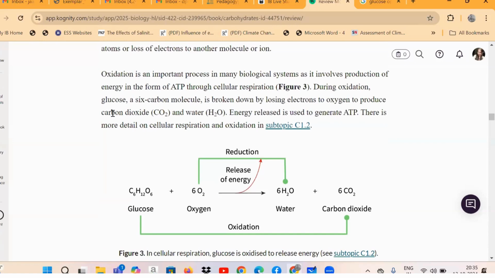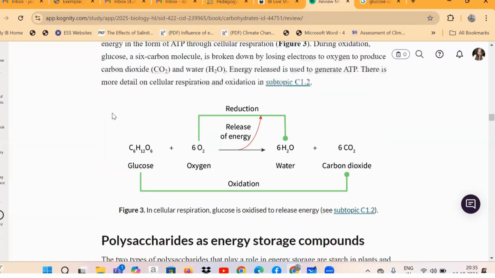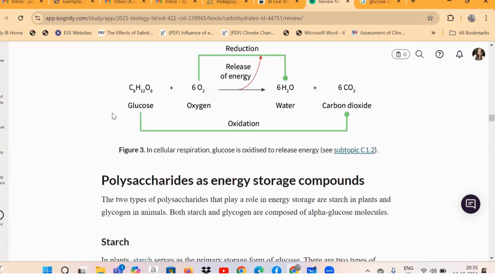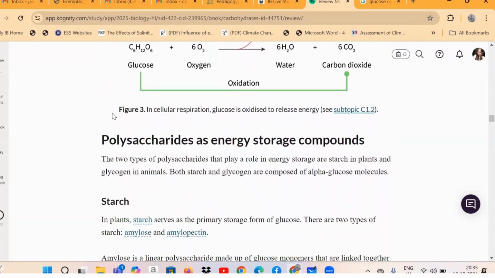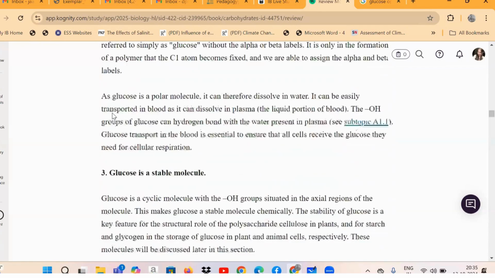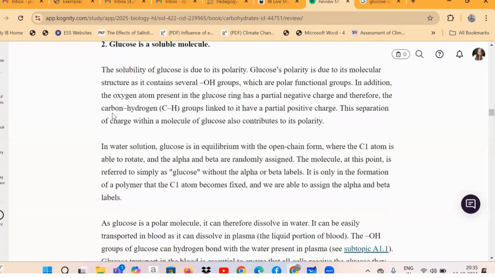So that is the fourth property of glucose, and we need to say where it is applied. Oxidation of glucose plays a very important role in cellular respiration. This is about the properties of glucose. Any clarification needed here? For now, no.